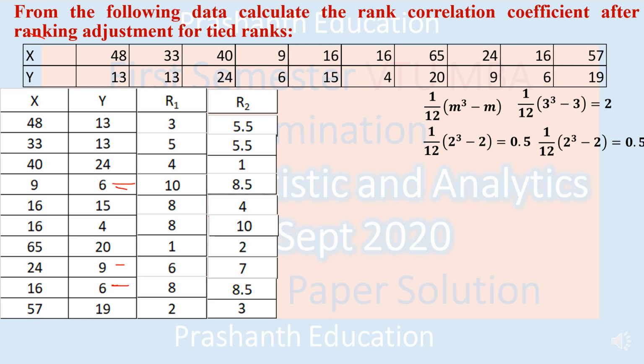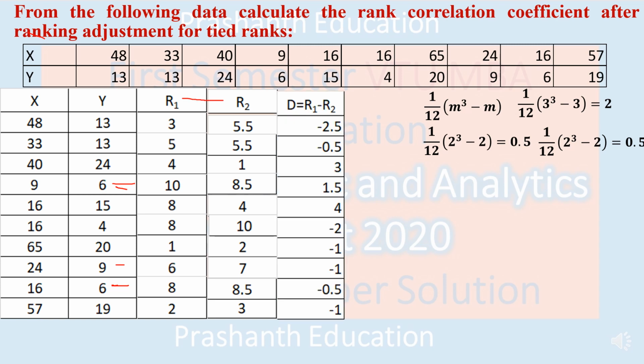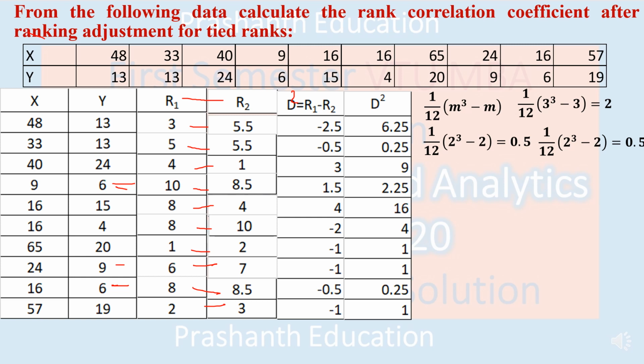Now I will do the difference R1 minus R2. So 3 minus 5.5, 5 minus 5.5, 4 minus 1, 10 minus 8.5, 8 minus 4, 8 minus 10, 1 minus 2, 6 minus 7, 8 minus 8.5, 2 minus 3. Now I will take d square for this: 2.5 into 2.5 is 6.25, 0.25, 9, 2.25, 4, 4, 16. Please be careful with the minus sign, because you are squaring it, minus into minus will become plus.